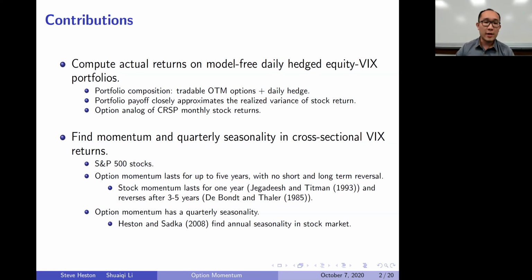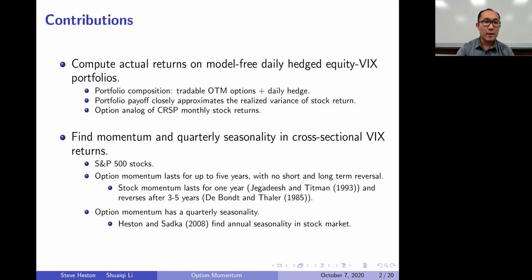This is different from the stock market momentum, which has been shown to last for 1 year by Jegadeesh and Titman, and would reverse beyond 1 year. Option momentum does not reverse. In addition, we find there is a quarterly seasonality in VIX returns. So the firms tend to have relatively high or low returns every 3 months. This is different from the annual seasonality documented in the stock market by Heston and Sadka, 2008.